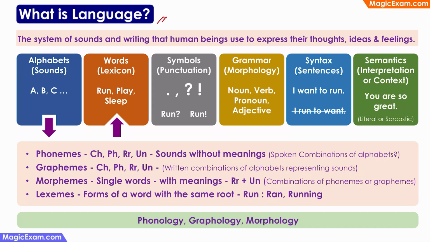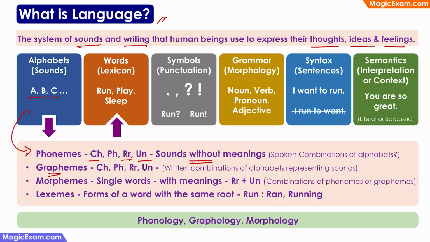What is a language? So language is a system of sounds and writing that human beings use to express their thoughts, ideas and feelings. Let's look at some of the parts of a language. We'll start with alphabets. Alphabets are very simple sounds like A, B, C. If we combine some of these alphabets, we get phonemes. Phonemes are sounds without meanings. For example, if we combine the alphabets C and H, we get ch. If we combine two R's, we get r. If we combine U and N, we get an.